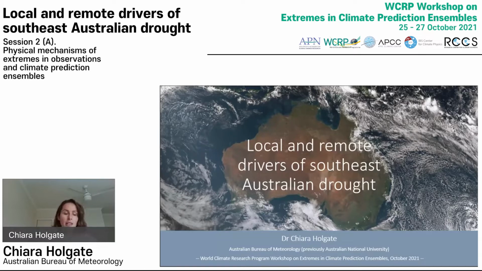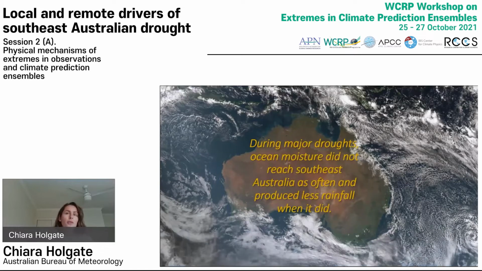I just wanted to start off with the take-home message from the work, which is that during major droughts, ocean moisture did not reach Southeast Australia as often and produced less rainfall when it did. Or in other words, regional atmospheric circulation redirected important moisture away, depriving Southeast Australia of its typical moisture source. And what atmospheric moisture was available during drought was less likely to be precipitated due to a combination of land and atmospheric conditions that were generally less favourable to rainfall generation.